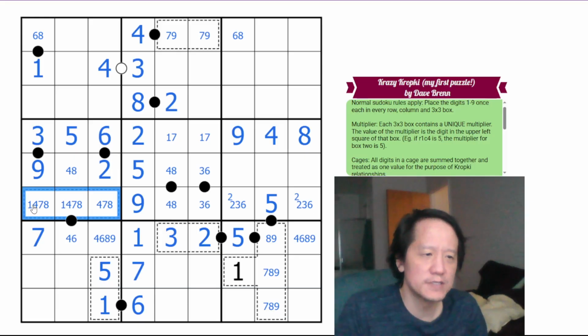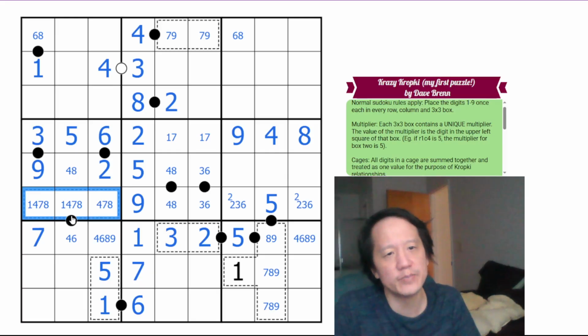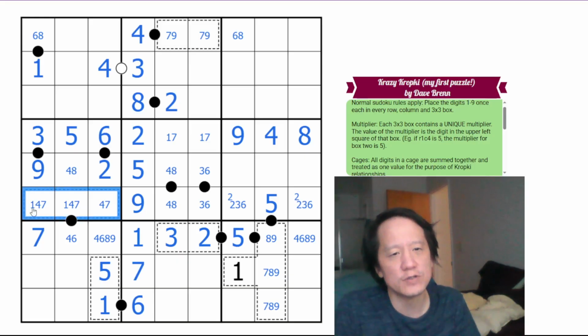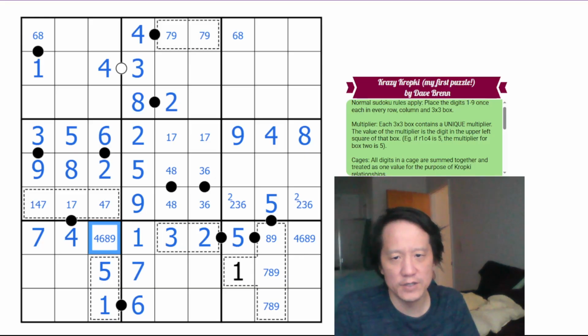This is 1 and 7, which is 8. If you add it with 8, that would add up to 16, but 16 is not in a 3-to-1 ratio with anything, so this cannot be 8. It's 1, 4, and 7, which is in a 3-to-1 ratio with 4. So this is 4 here. This can't be 4. This is 8. This can't be 4. These can't be 4 either.